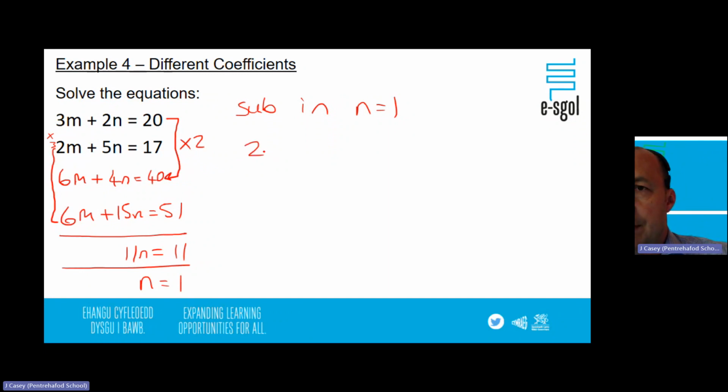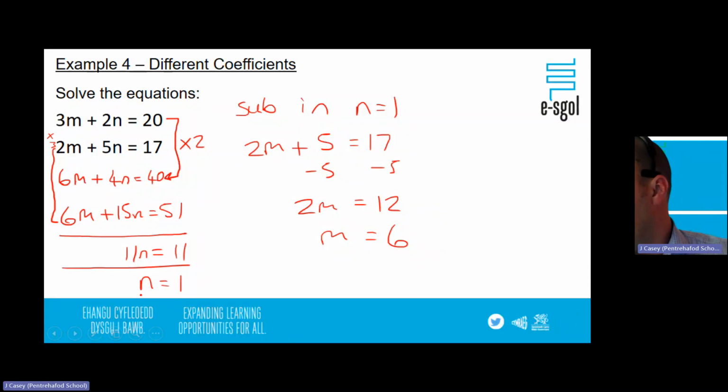So I'm going to put 2m plus 5n, so 5 times 1, which is just 5, equals 17. Take away 5 from both sides. Remember, I'm trying to get m on its own. That gives me 12. Divide by 2. The value of m is 6. And the value of n I found earlier, that's going to be 1.